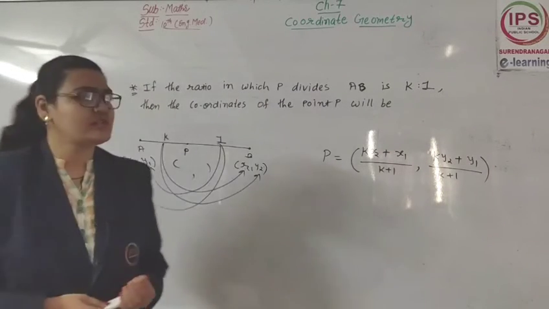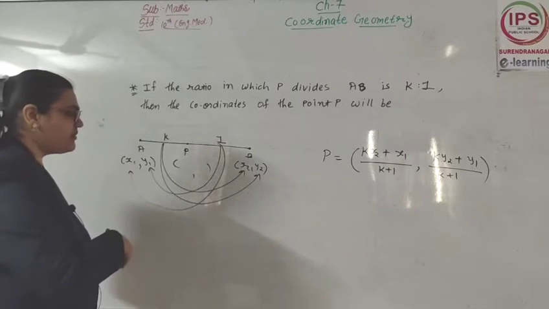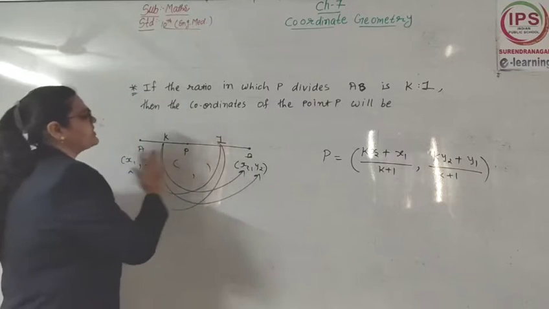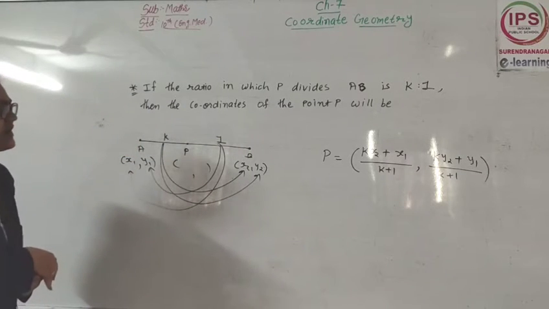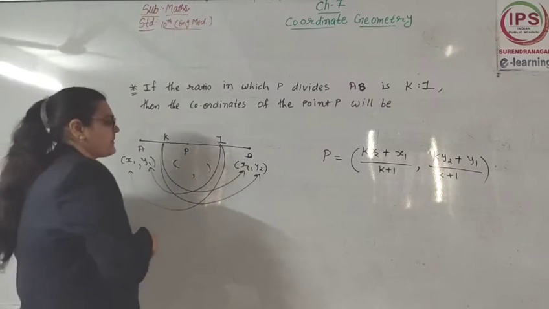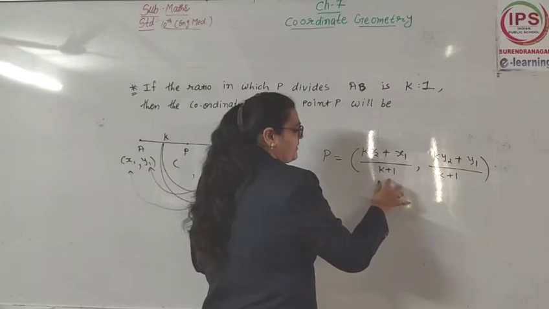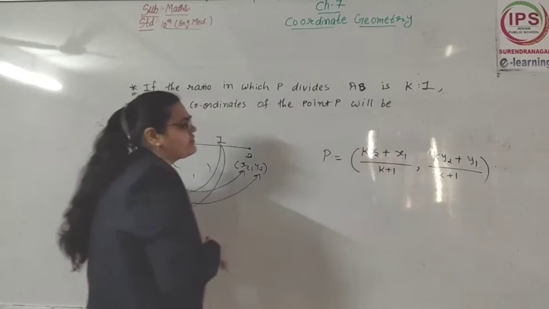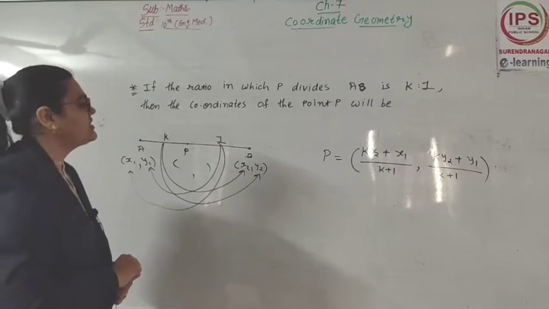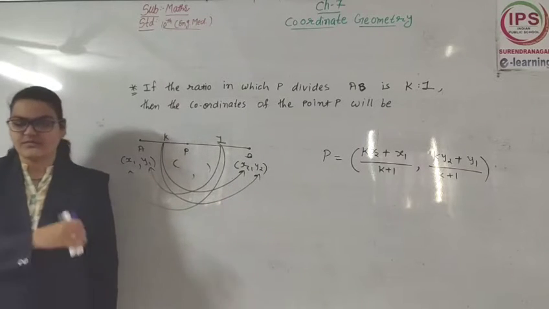Once again, if the ratio in which P divides AB is k ratio 1, this is the figure for that. So for the point P, the coordinates of point P will be P is equal to (k x2 plus x1 upon k plus 1, comma, k y2 plus y1 upon k plus 1). So this is the second point. Note it down, then we are going to see one more point. But first of all, note it down.